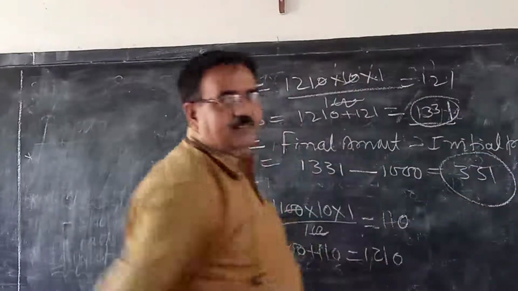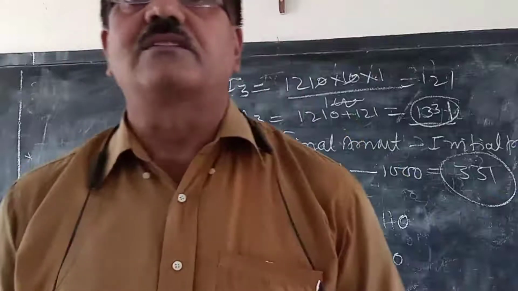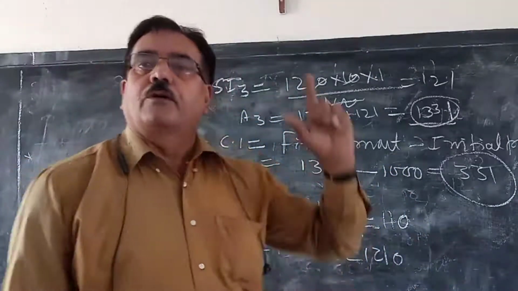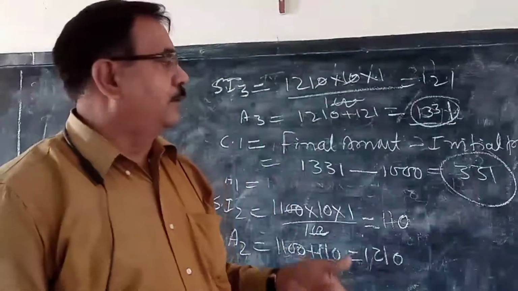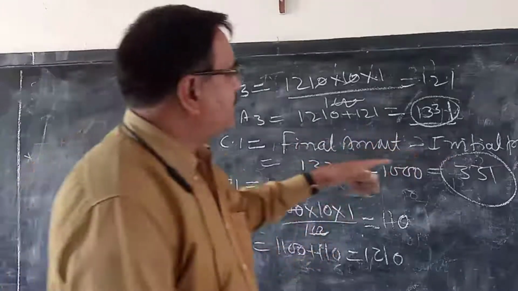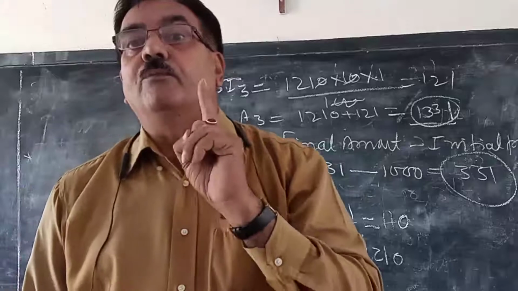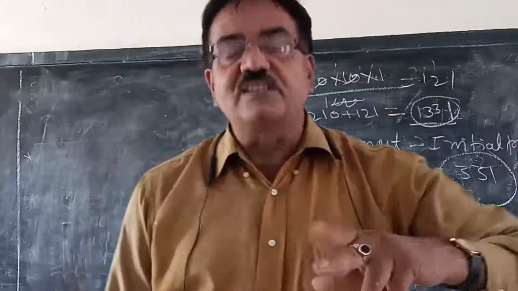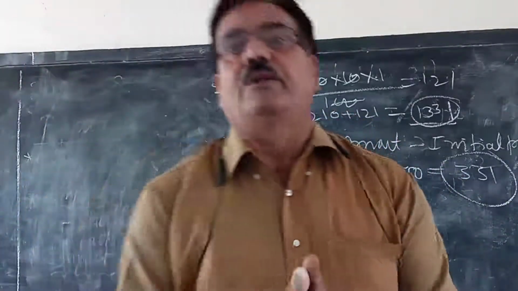See the difference. When we calculate the simple interest for 3 years, the simple interest value is coming 300. But for the same amount, when we are calculating the compound interest, it is coming 331. Means 31 rupees more than the simple interest. This is the difference in simple interest and compound interest.